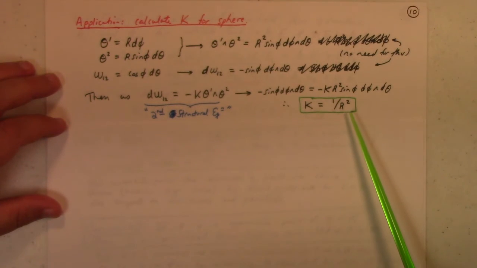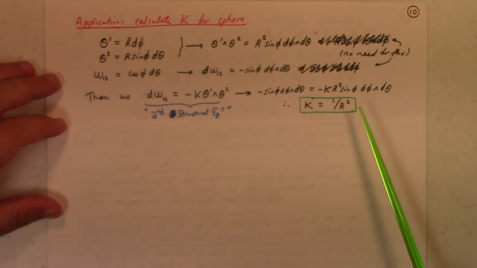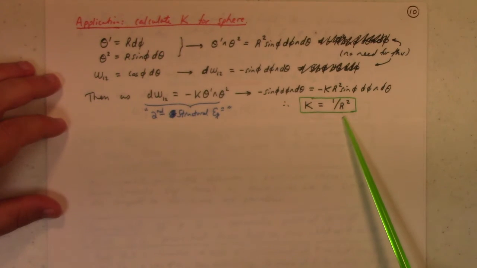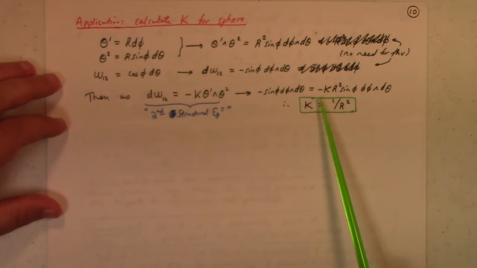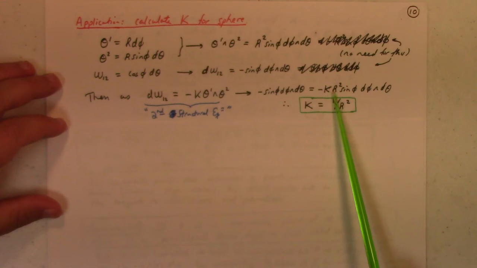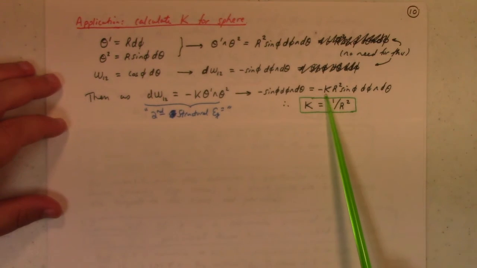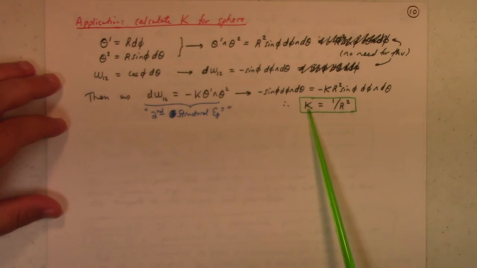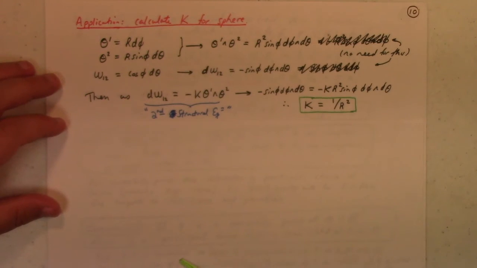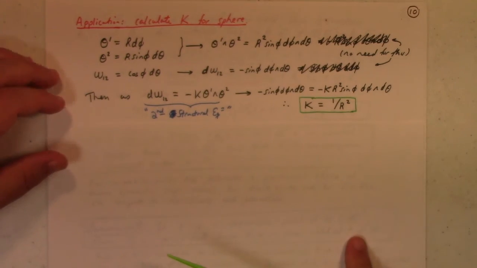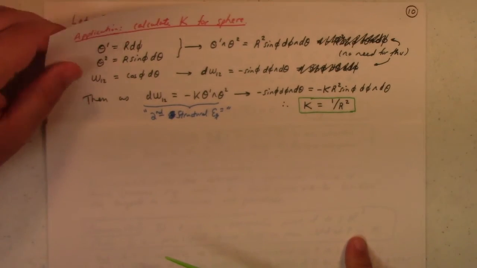Let's see here. So then that means that k r squared has to be equal to 1, which means then that k, of course, is equal to 1 over r squared. And there you have it. Calculation of the Gaussian curvature using exterior calculus.